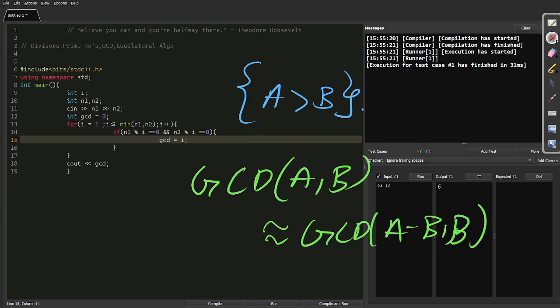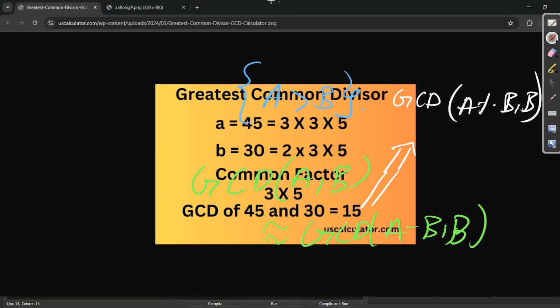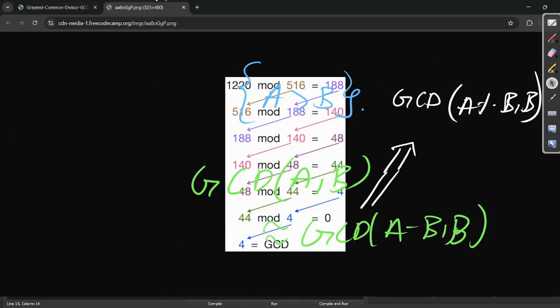And in programming or in mathematical terms, I can rewrite this as GCD of a mod b comma b. Why can I rewrite it like this? Let us check. Okay, I have an example here.